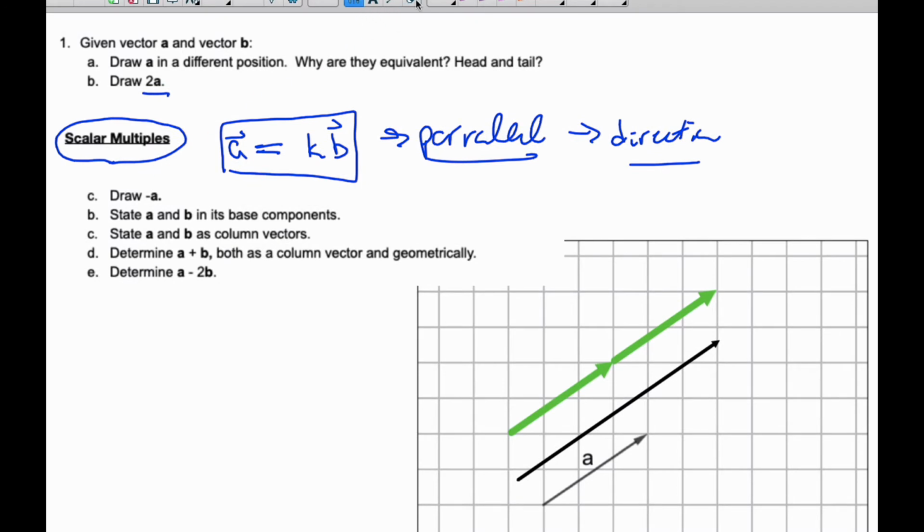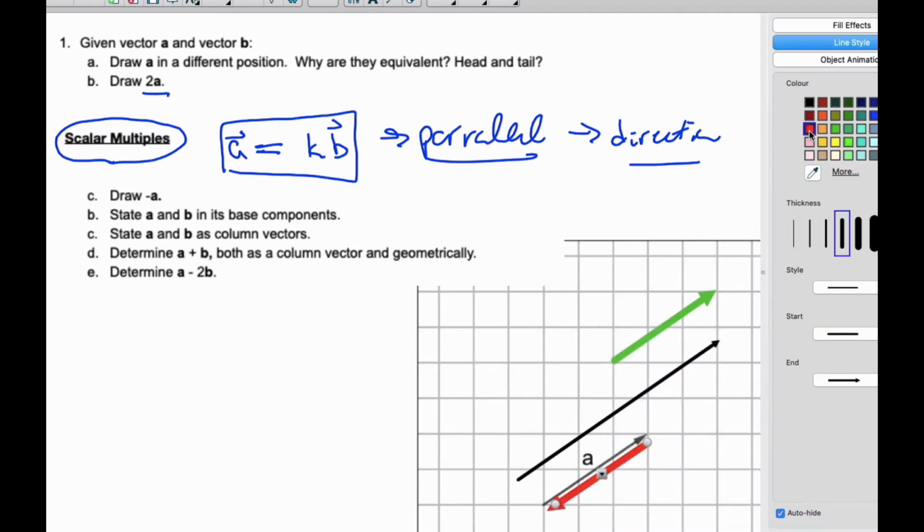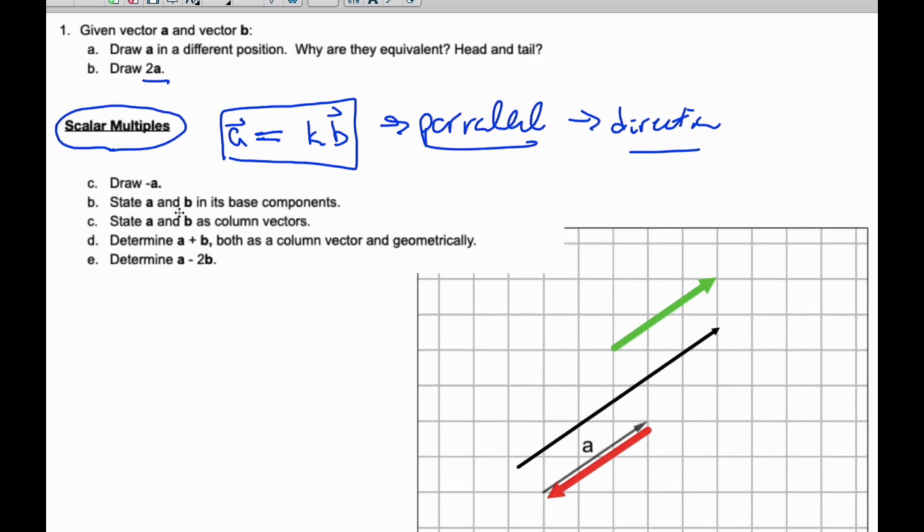All right, so now I'm going to draw negative A. All I do for negative A is take this vector and rotate it around so it's in this direction. So this is negative A now, and I'll change the color. I need to change that to red so we know that it's negative A. It's not the same as the green A. Okay, so now base components.